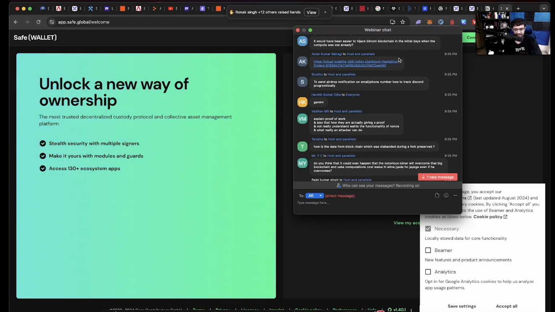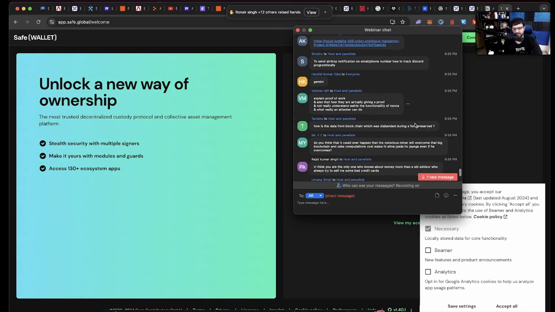It would be easier to hijack the Bitcoin blockchain in the initial days when the computing power was low. Yes, if let's say only 5 people were mining, then sure, you could have gotten 5 of your own machines and hacked it. But that is what gives the network power. It has a lot of network effects. Something like Bitcoin, if a lot of people use it, is only then secure. So it has a chicken and egg problem.